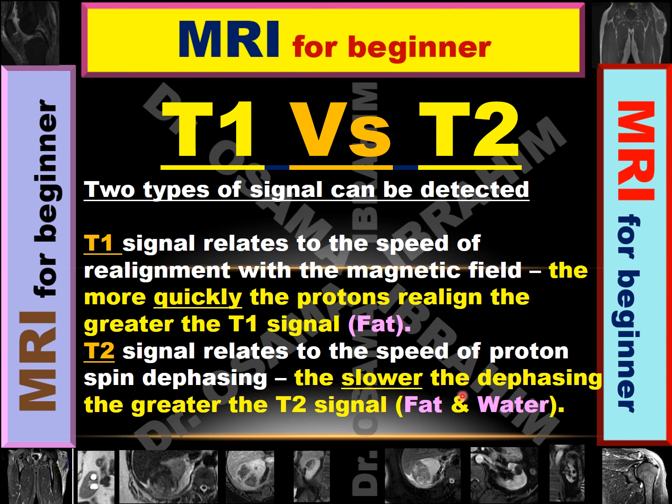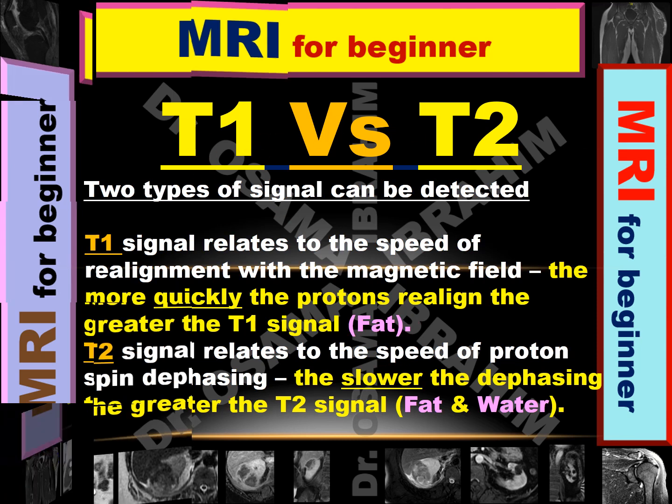However, T2 signal is related to the speed of the proton spin dephasing, and the slower the dephasing, the greater the signal in T2. This can occur with fat and water, which appear in T2 as high signal, because these structures are slower to dephase, as we also described in the previous diagram. Now we get two signals, T1 signal and T2 signal, and this is the basic physics for getting these signals from the MRI machine.